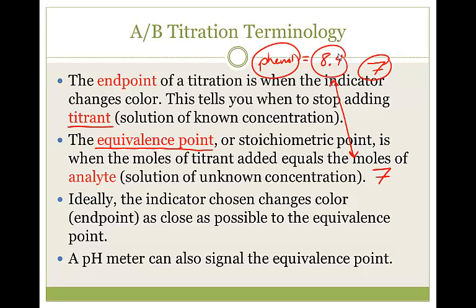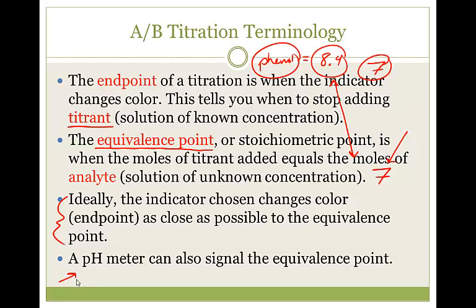This is the most common indicator we use in acid-base titrations, and it lets us know that the endpoint is at a pH of 8.4, when really we've gotten to the point where the same number of moles of acid and base are in the container at a pH of 7. So as I talked about, ideally we would have an indicator that changes color at exactly the same time we reach the equivalence point. But that is not always possible, though we can get around that.